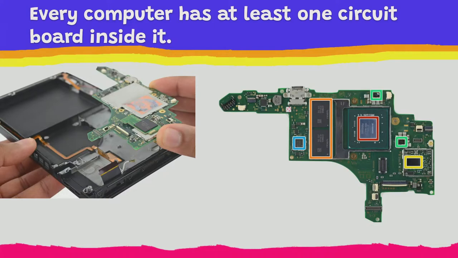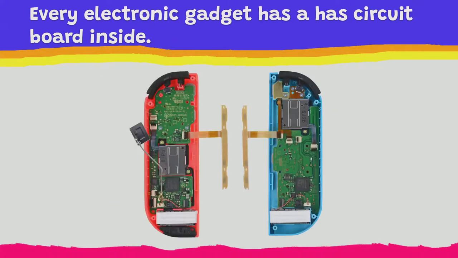Every computer has at least one circuit board in it, though. And every electronic gadget has a circuit board inside of it, too. Pretty much everything electronic has a circuit board in it. It's important for kids to think about this. If you have any gadget and you search for that gadget's name plus teardown, you'll probably find someone taking it apart, whether it's a video or high-res photos. iFixit has lots of pictures of these teardowns. They're really interesting, I think, for kids to see and adults too. And it's helpful if you want to fix your own stuff to see what it looks like on the inside and how it needs to be put back together.